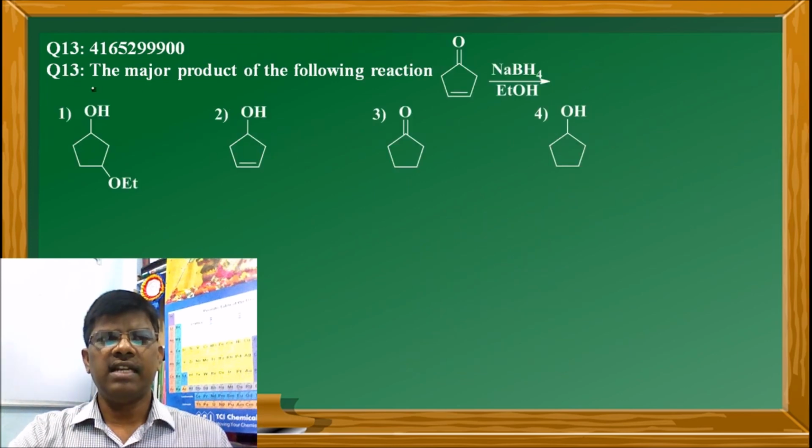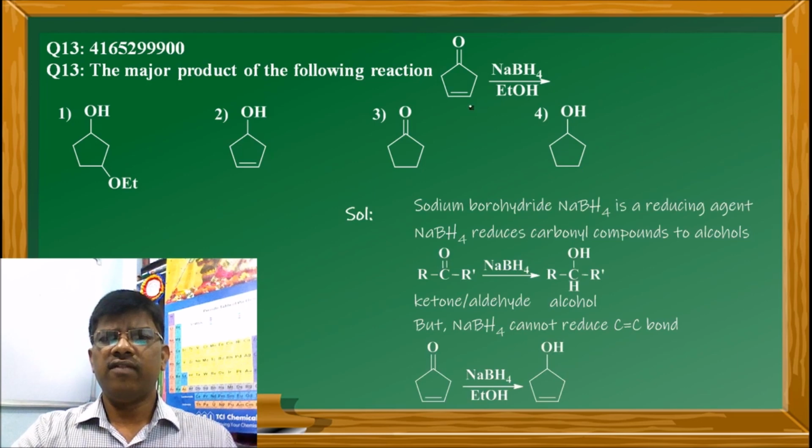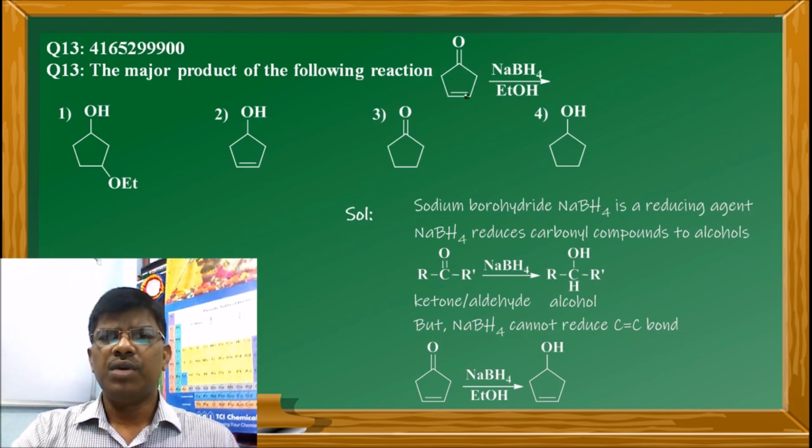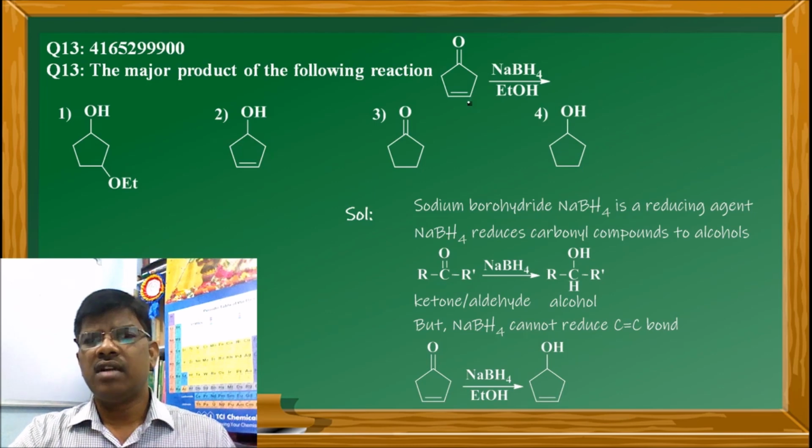Next, number 13. The major product of the following reaction is, reaction with sodium borohydride in the presence of ethanol. The starting material is a ketone and alkene. What is it going to give? Yes friends, we know that sodium borohydride is a reducing reagent. What does it reduce? It reduces carbonyl compounds to alcohols. It also reduces imine to amine. Is it going to reduce this double bond? No friends. Sodium borohydride will not reduce a C=C bond or alkene. So it reduces only this carbonyl compound.